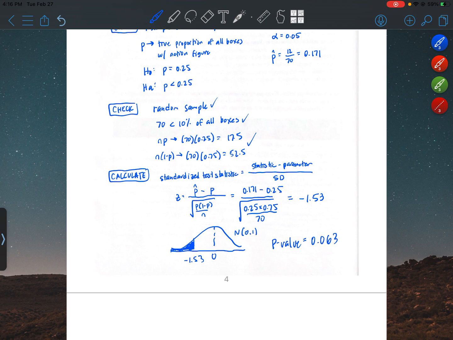Now remember our significance level was 5%, and our p-value is greater than that. So in other words, the result that these toy collectors got is not statistically significant, and so they're not going to reject the null hypothesis. They have not found convincing evidence for the alternative. We're just going to write all that in context now.